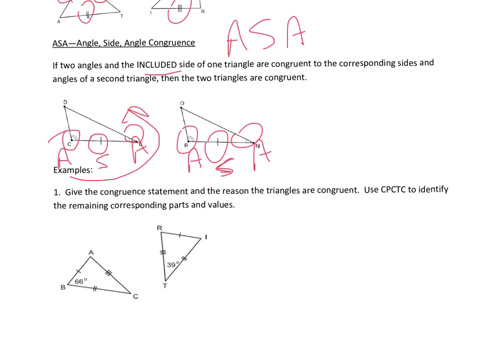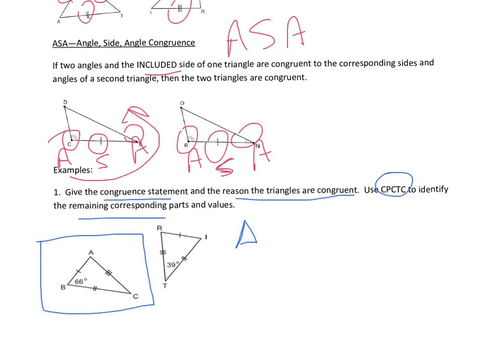Okay, so on this next example here, we're going to give the congruent statement, then the reason the triangles are congruent, so one of these 3, and then we're going to use CPCTC, corresponding parts of congruent triangles are congruent, to identify the remaining corresponding parts. Okay, so we're going to write the congruency statement. So I'm going to say triangle, and I'm just going to go to this first triangle over here, and I'm going to pick an order to write the letters. So I'm going to say ABC, and we're going to say that's congruent to triangle. Now if you notice, angle A here is between the sides, or the side that has 1 tick mark and 3 tick marks.